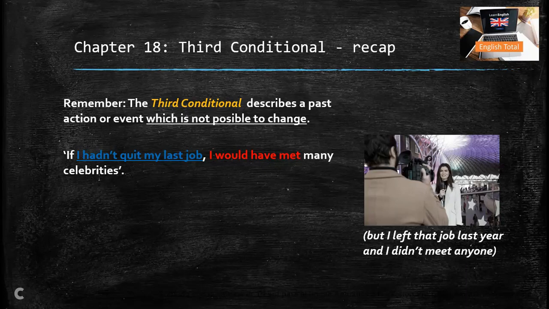As you have learned today, the third conditional is an advanced structure which allows you to talk about hypothetical past actions and their result. It's another great tool you can use in conversation.